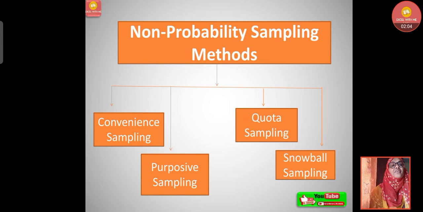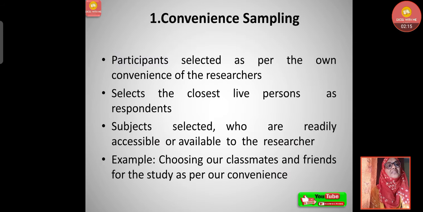Now what are the different methods of non-probability sampling? First one is convenience, second purposive, third quota sampling, fourth snowball sampling. Let's understand each one of them in detail. First one is convenience sampling.